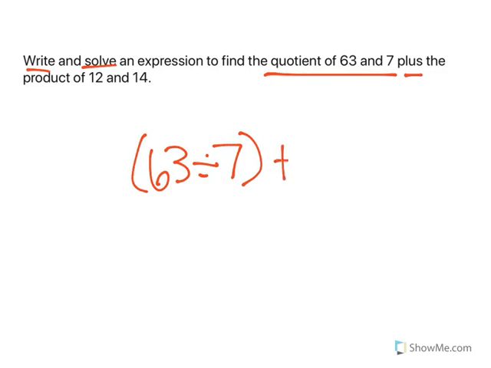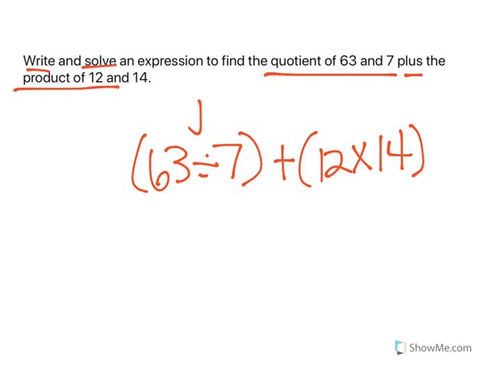And then it says plus the product of 12 and 14. When I see the word product, I know that a product is an answer to a multiplication problem. So now I'm adding to the product of 12 and 14. Okay? I like to add the parentheses just because it does keep it separate. But again, according to our order of operations, we would have had to do our division and multiplication anyway before we did the addition. I say there's nothing wrong with adding parentheses. All right, so let's go ahead and solve.